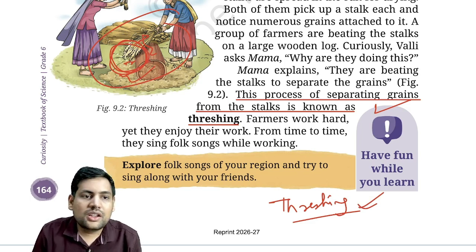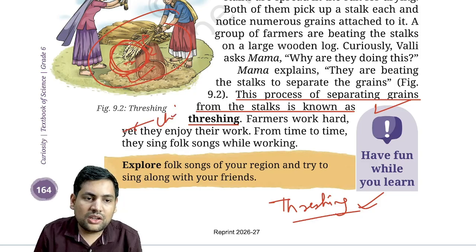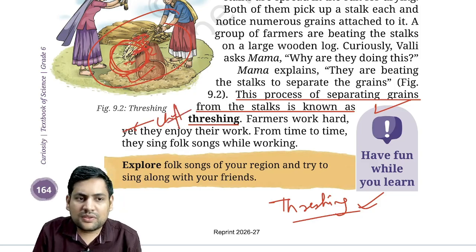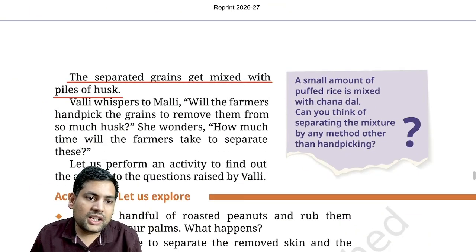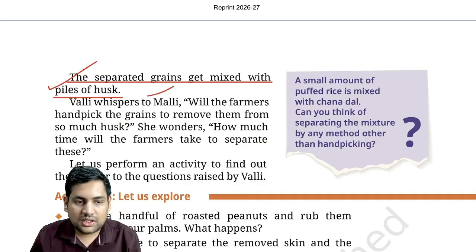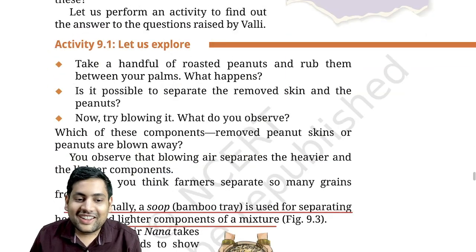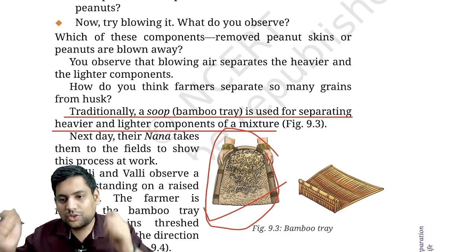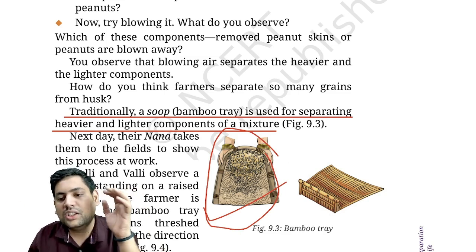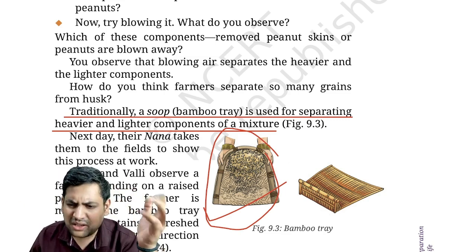Now what will happen? Of course the wheat will be there, but a lot of chaff, or waste from the stalks that are broken, will also be present. The separated grain gets mixed with piles of husk. Now how do you separate this? Remember this? This is what you call a supa. It is a traditional instrument using which you take out the light particles from the heavier particles.